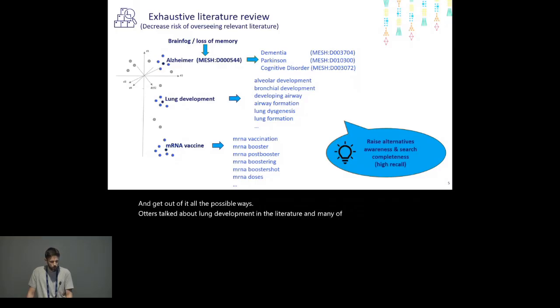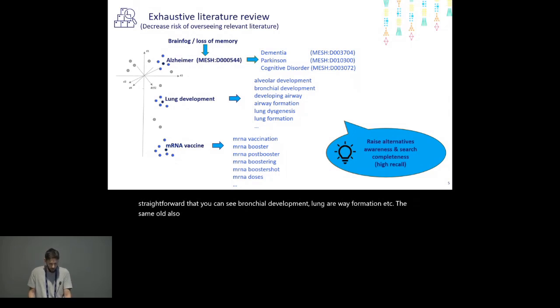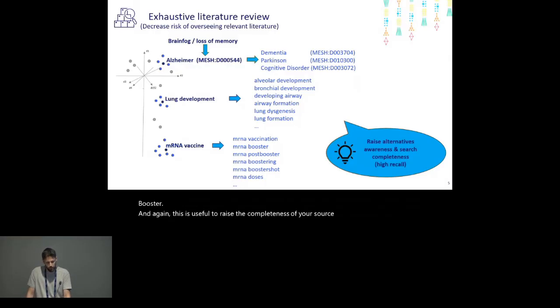And many of them are not straightforward, as you can see, like bronchial development, lung dysgenesis, airway formation, etc. The same holds also for other examples like mRNA vaccine. A synonym is mRNA booster. And again, this is useful to raise the completeness of your search, because one thing that always troubles me when I do a search in the literature is: have I found everything that's out there? Or am I just stopping because I'm lazy or because I ran out of fun?